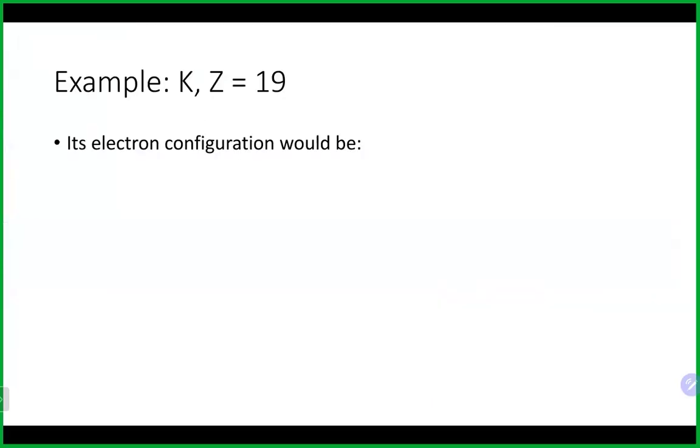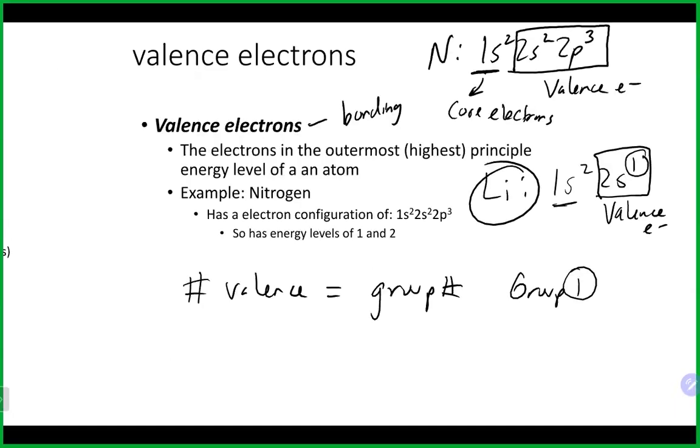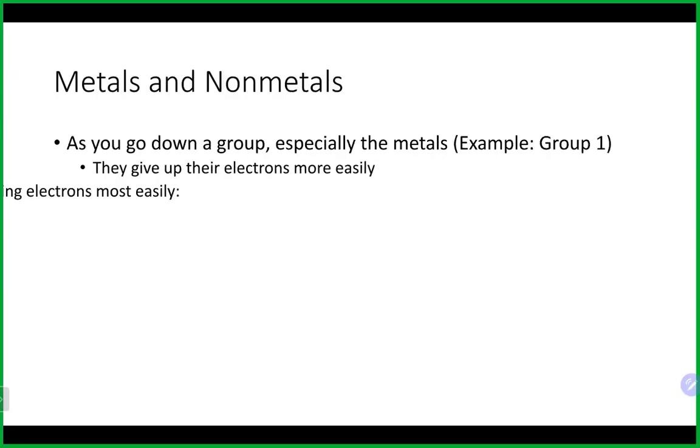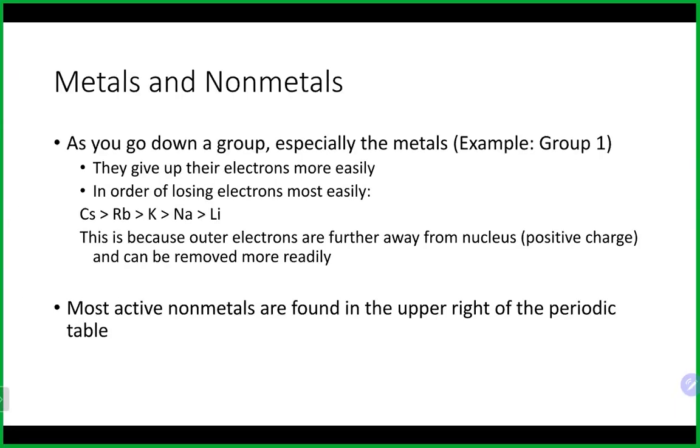But in terms of valence electrons, you just use the 1 through 18 numbering for that little range there. And I'll tell you those valence electrons for those guys. All right, let's see here, valence electrons. So metals and nonmetals on the periodic table in terms of reactivity: as you go up a group, especially metals, they tend to give up their electrons more easily.